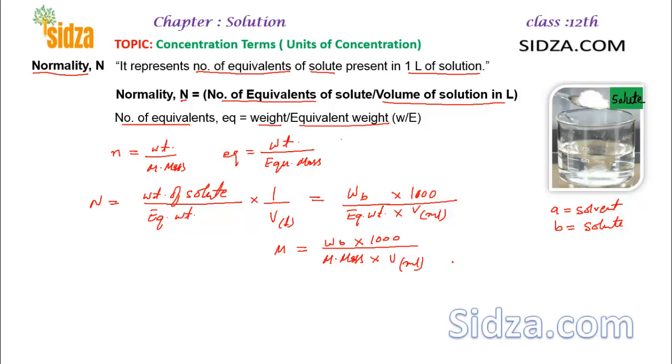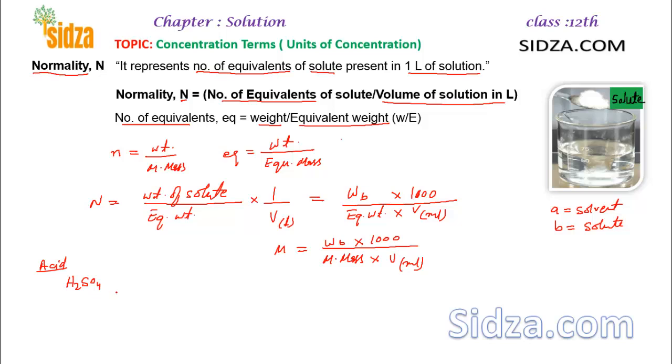Now the point here is, how do we calculate? First, before I take any questions on normality, let me explain how we calculate the equivalent weight and how we relate the equivalent weight with the molecular mass, correct? Suppose I take an example of H2SO4, which is an acid, and this is our solute.